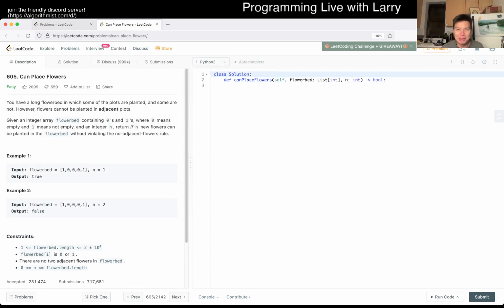The contest was a little tough for me, but at the end of the day, if you can figure it out, it doesn't really matter. You just kind of keep going. Anyway, today's problem is Can Place Flowers.